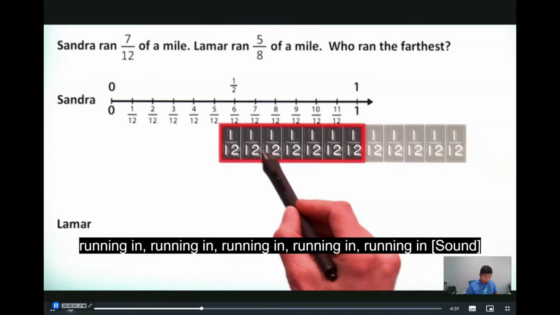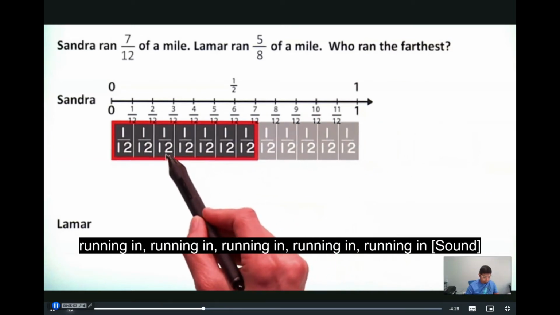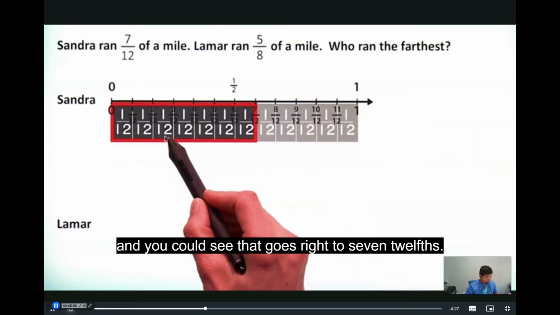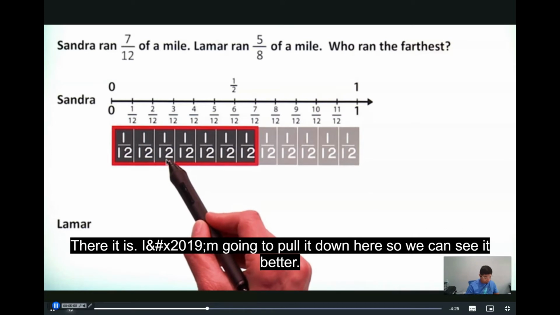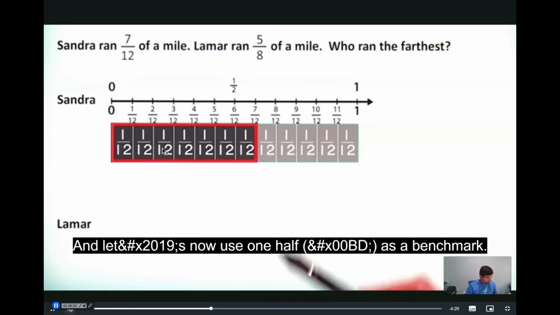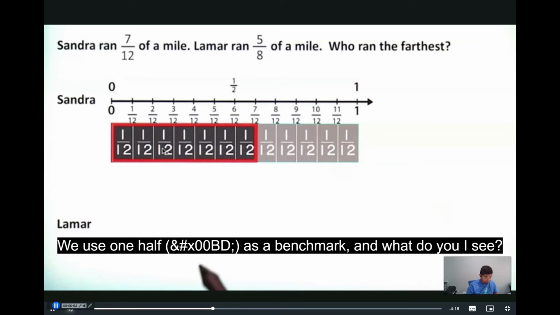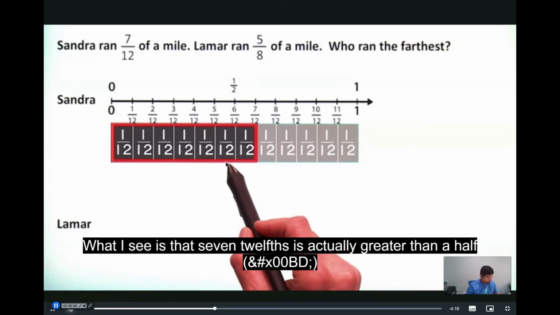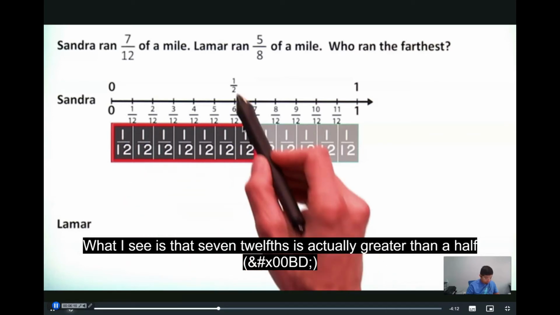Running in, running in, running in. And you can see that goes right to 7/12. There it is. I'm going to pull it down here so we can see it better. And let's now use 1/2 as a benchmark. If we use 1/2 as a benchmark, what do I see? What I see is that 7/12 is actually greater than a half.